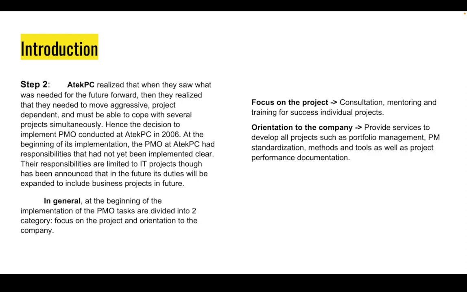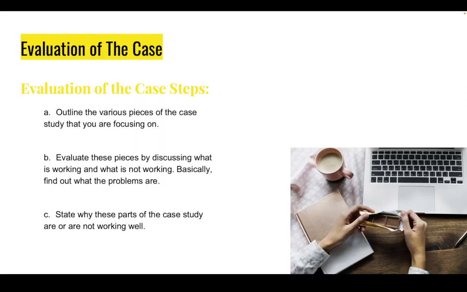In general, at the beginning of the implementation of the PMO, tasks are divided into 2 categories: focus on the project, and orientation to the company. Now, what is the focus on the project? Focus on the project is consultation, mentoring, and training for the success of individual projects. Then the next one is orientation to the company. Provide services to develop all projects such as portfolio management, project management standardization, methods and tools, as well as project performance documentation.